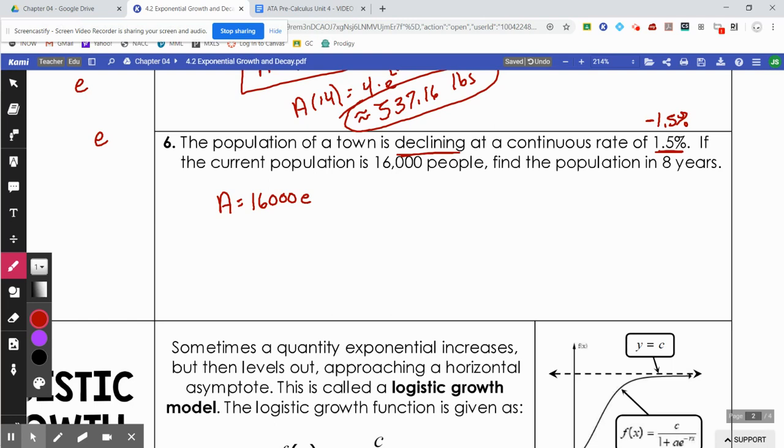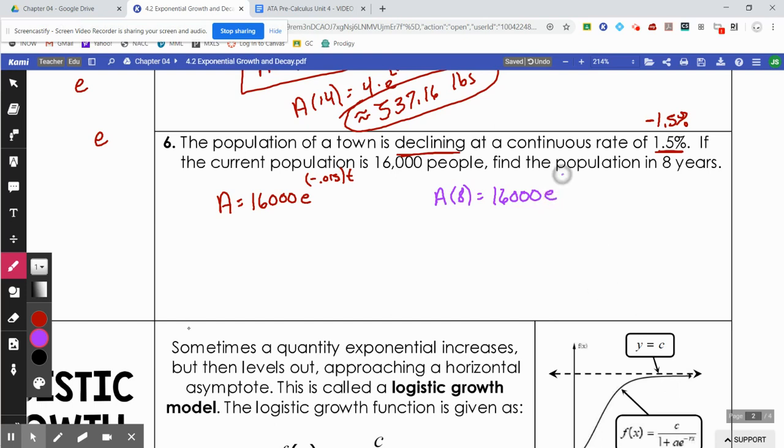So A equals P times E raised to the R, which is a negative 0.015. Make sure you change it to a decimal, times time. That's your formula. We are asked to find the population after 8 years. So we are looking for A of 8.